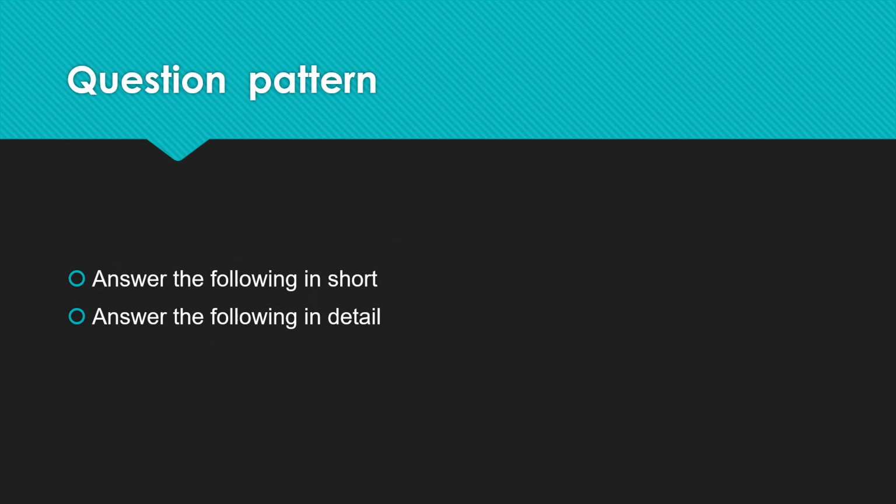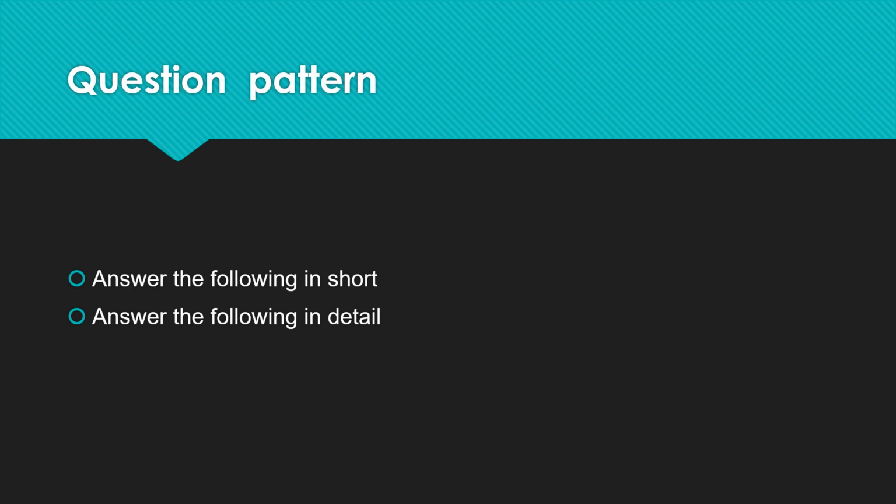Next, the question pattern: they can give you answer the following in short and answer the following in detail, so the marks vary. Answer the following in short will be for 1 or 2 marks each, and answer the following in detail for 3 or 4 marks each. So this is the questionnaire pattern. You need to see the questions first and then answer accordingly. And for details also you need to write a bit of detail, whatever questions they are giving.